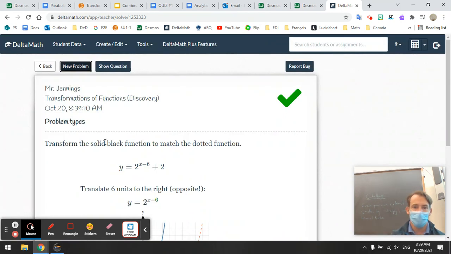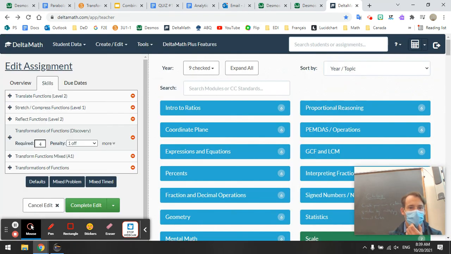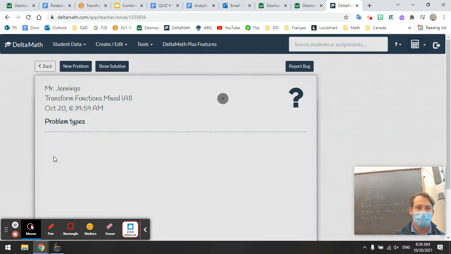Okay, so that gives you a chance to see it as it's happening and learn about those transformations. We're going to be doing multiple transformations at the same time there, so you get a chance to discover all of those. And then transformations of functions, some mixed practice here.